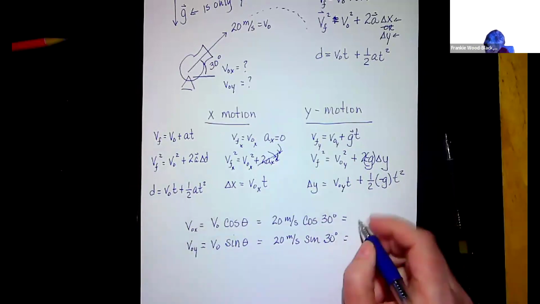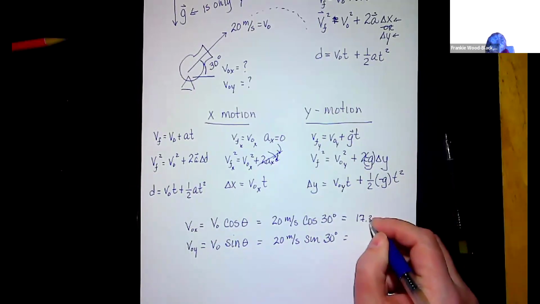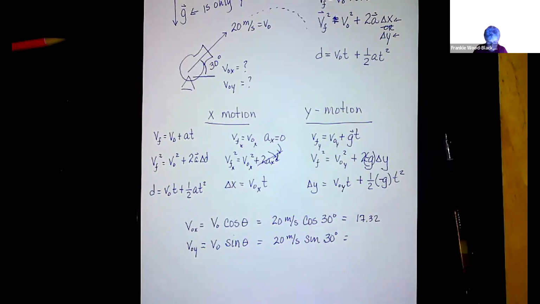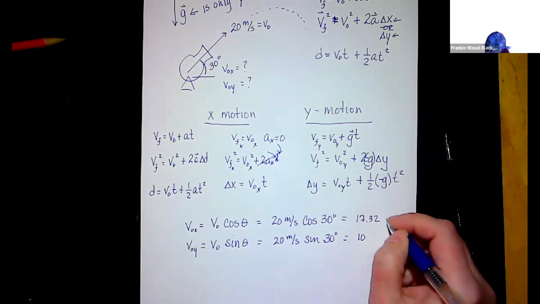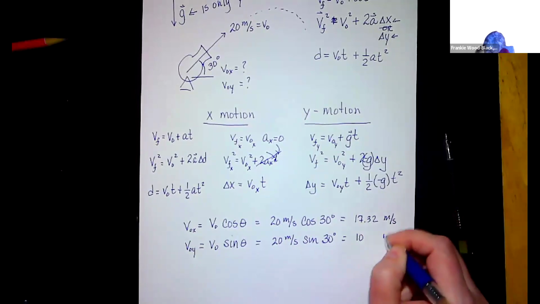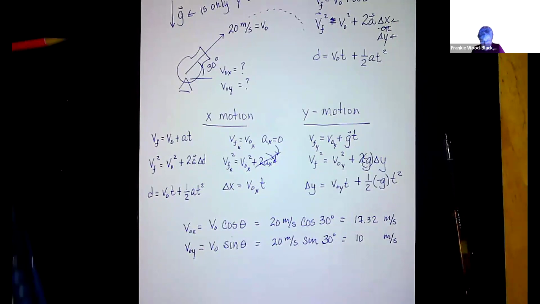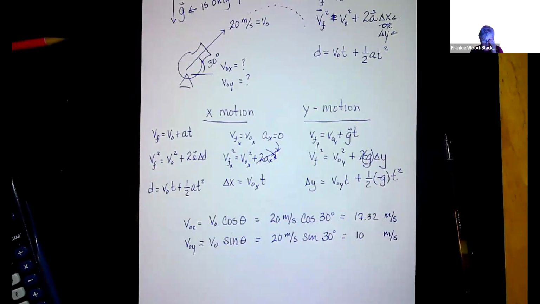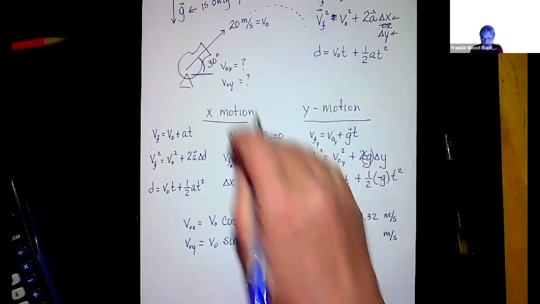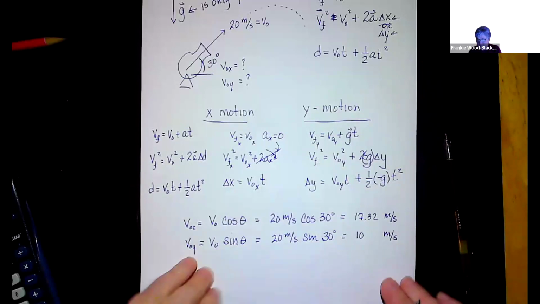And this will be 17.32, and that one is going to be 10, and these are in meters per second. So we start to get those different equations, and we can rewrite our equations in terms of x and y.